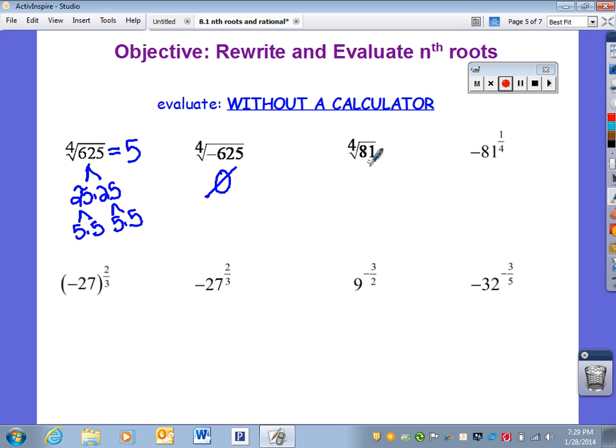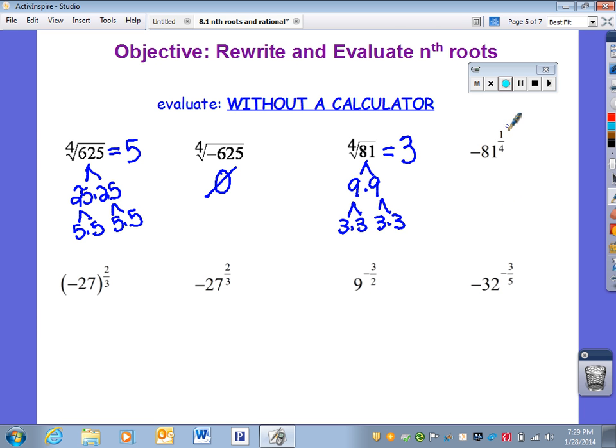In the next example, I want the fourth root of 81. Without a calculator, I want to find the prime factorization. So we have 9 times 9 and 3 times 3, which tells us that 3 is multiplied times itself 4 times to get 81. So the fourth root of 81 is 3.